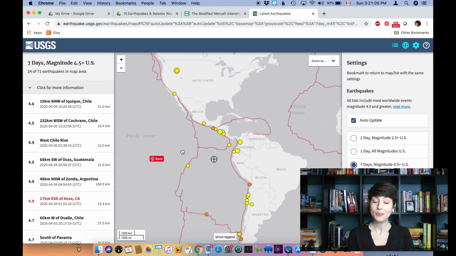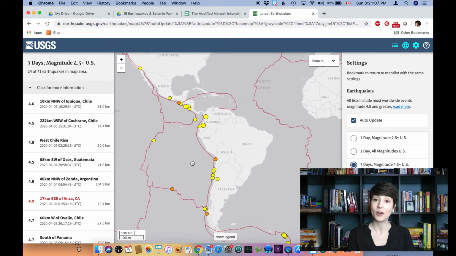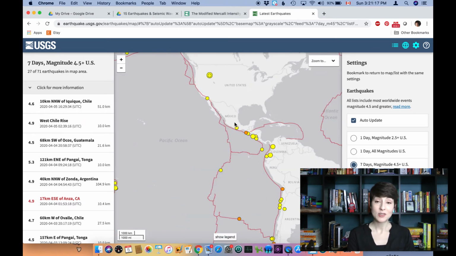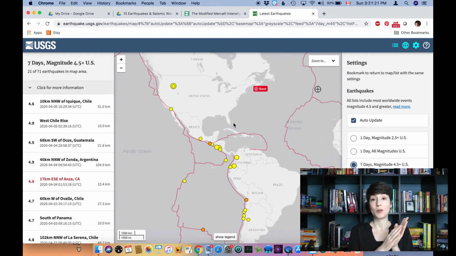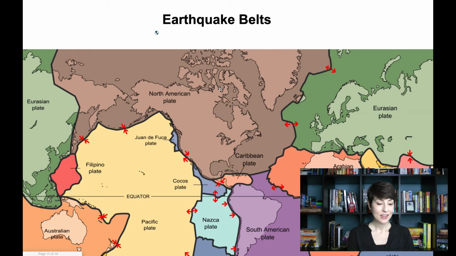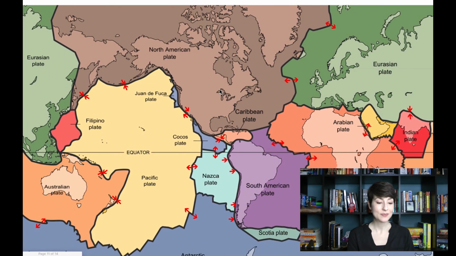And that makes sense, because that's where the plates are rubbing against each other the most. That's where there are the most stresses and therefore the most chance for those plates to be slipping and creating an earthquake. So here's a map of our tectonic plates. And if you were to look at a plot of all of the earthquakes that have happened over the last year, you're going to see they largely trace out an outline of all of our tectonic plates.